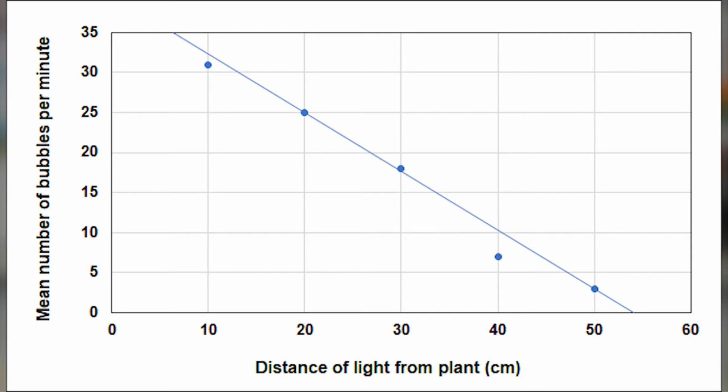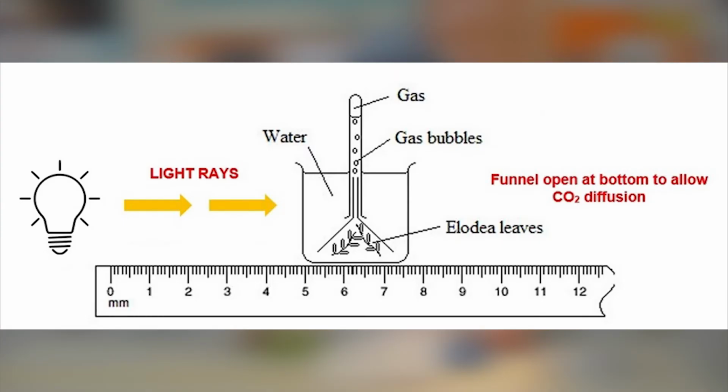The bubbles produced are not always the same size, so it's not a good indication of the amount of oxygen produced. So, to achieve more accurate results, we can carry out another practical in which we can collect the oxygen produced and measure its volume rather than counting the bubbles.